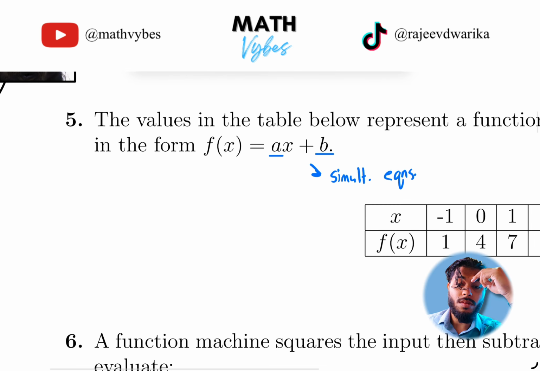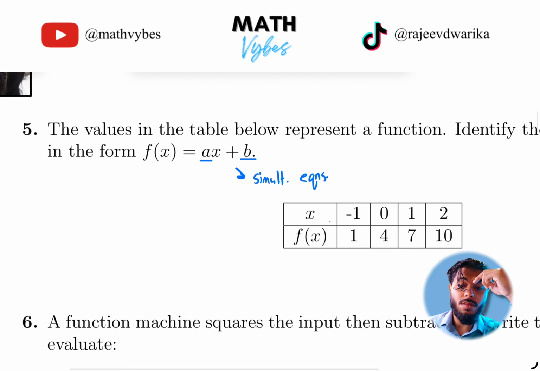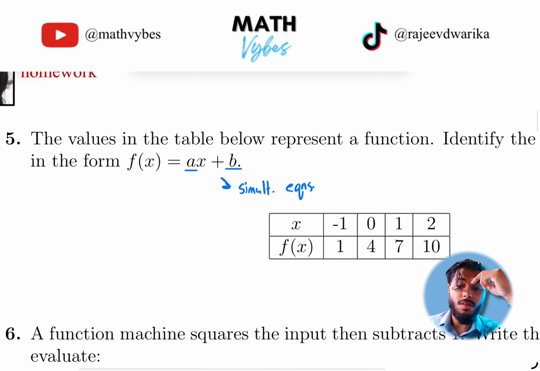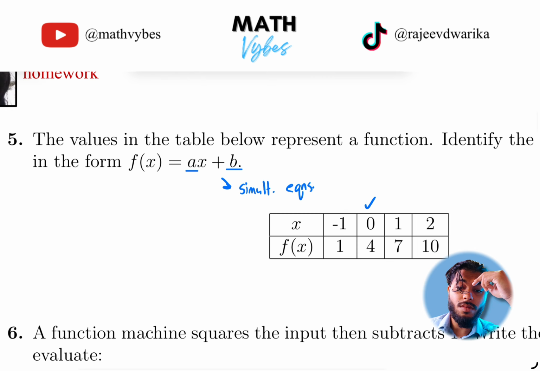So if I want to solve this using the third method, I need to come up with a system of 2 linear equations. To do this, we are going to take any 2 of the x values and plug them in to make 2 equations. So I'm going to pick, say, x is 0, and say x is 2. No problem. So when x is 0, I'm going to put that into the function. That's going to be A by 0 plus B.